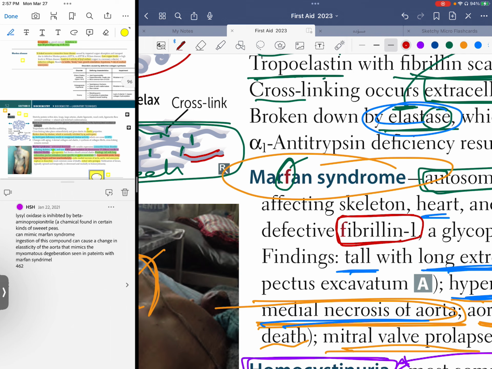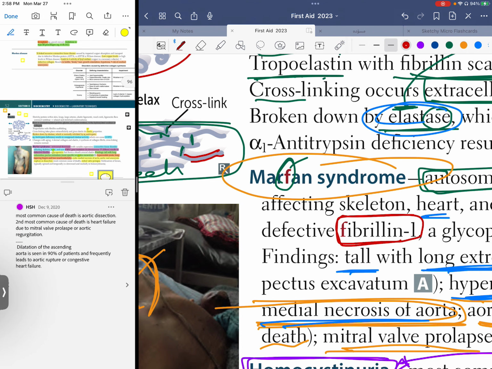Lysyl oxidase is inhibited by beta-aminopropionitrile, a chemical found in certain kinds of sweet peas, which can mimic Marfan syndrome. Ingestion of this component can cause a change in elasticity of the aorta that mimics the myxomatous degeneration seen in patients with Marfan syndrome. So the lysyl oxidase that's normally required for cross-linking may be inhibited by this chemical component found in certain kinds of sweet peas. That's called aminopropionitrile, and it could mimic Marfan syndrome.